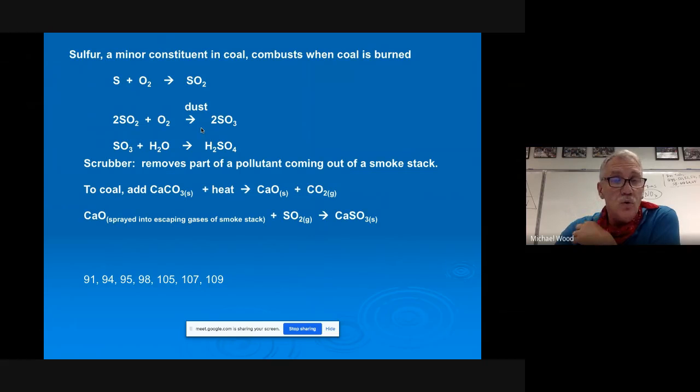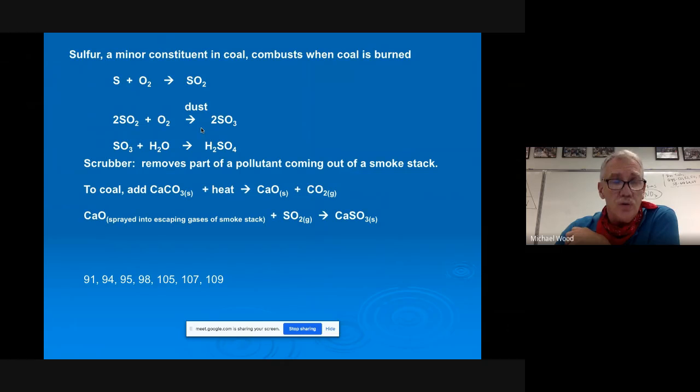Makes acid rain. More of a problem in highly industrialized areas. Colorado, not a problem, but like in the Northeast United States and Europe, it's a bit of a problem. Some statues, I could show you pictures of statues that start to deteriorate because of this. Lakes and rivers get a higher level of acidity than they should have. But to help with that problem, they use these things called scrubbers. And so you can see the reaction.